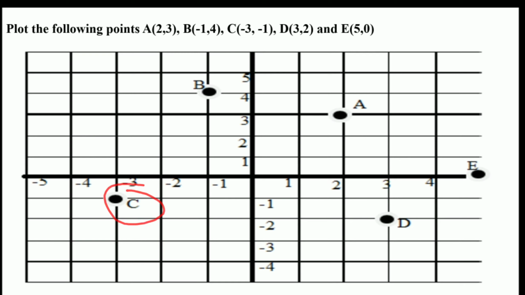Similarly, we have point D (3, -2), so 3 units to the right of and 2 units down from the origin. That is point D here. And finally we have point E (5, 0), that is 5 units to the right on the x-axis and 0 units up, so the y value is 0. So this is point E, with coordinates (5, 0).